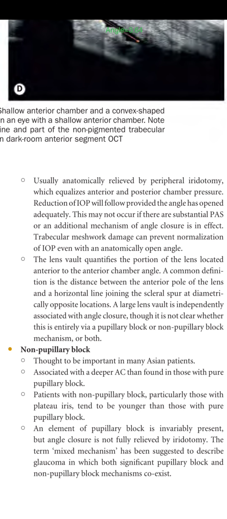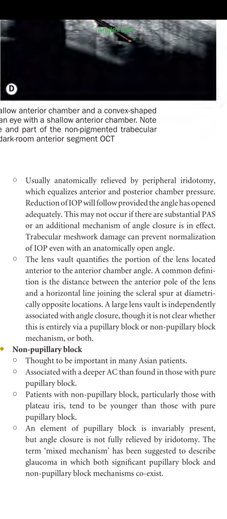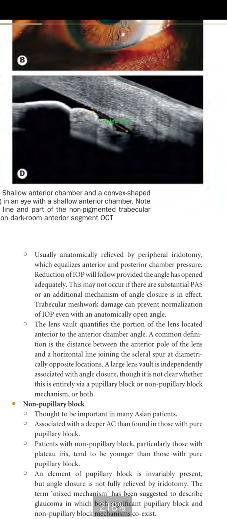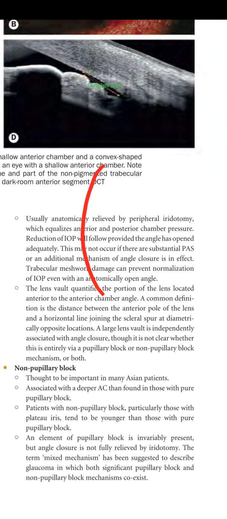Non-pupillary block is thought to be important in many Asian patients, associated with a deeper AC than found in those with a pure pupillary block. Patients with non-pupillary block, particularly those with plateau iris, tend to be younger than those with a pure pupillary block. An element of pupillary block is invariably present, but angle closure is not fully relieved by iridotomy. The term mixed mechanism has been suggested to describe glaucoma in which both significant pupillary block and a non-pupillary block mechanism coexist.